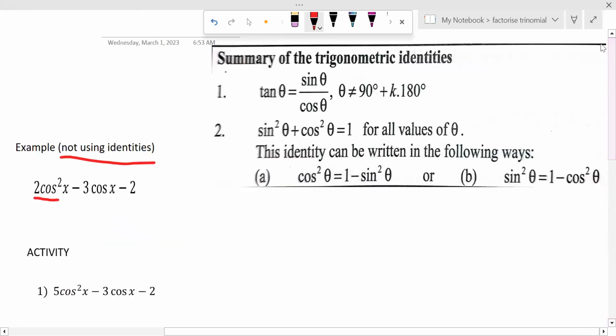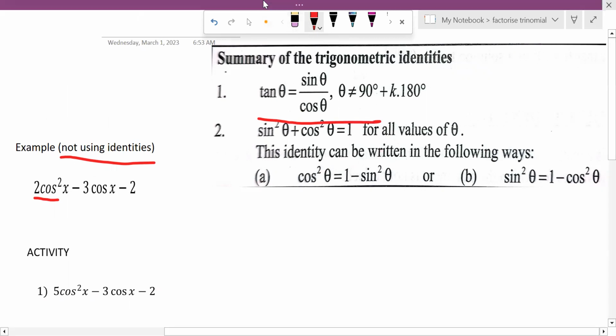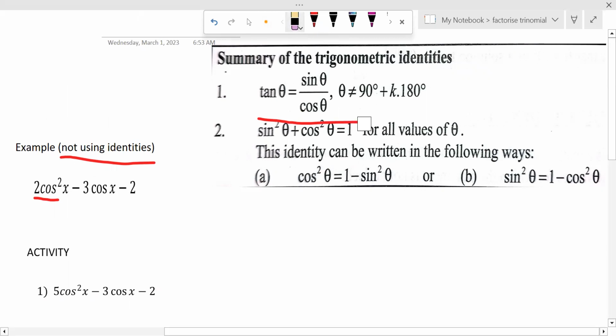Now, guys, there are 2 videos that we already did in factorizing trig ratios, and we also touched on the identities in those 2 videos. So if you haven't watched them, we encourage you to start by watching those 2 videos.